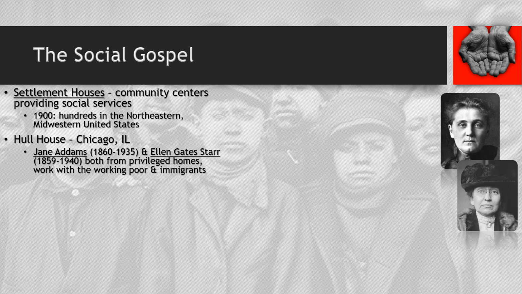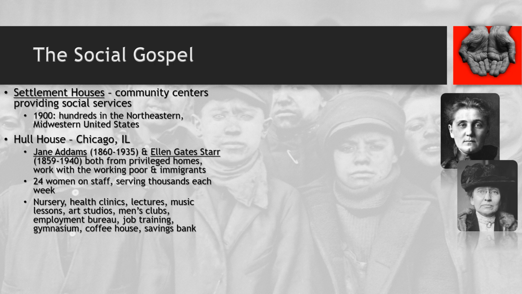So they work with a lot of the poor, specifically with immigrants, right, trying to help them adapt to life in the United States, how to find work, how to negotiate contracts, and so forth. And ultimately, they end up with 24 women on staff that serve several thousands of people each and every week. So it's kind of a revolving door with everything that they do. And Hull House is extremely proficient with all that it can offer. Okay, it's got a nursery, it's got health clinics. Again, there are classes you can take, different little social clubs. There's an employment bureau, job training, and even a savings bank and coffee house are attached to it at some point as well. So it's kind of an all-in-one community center type atmosphere.